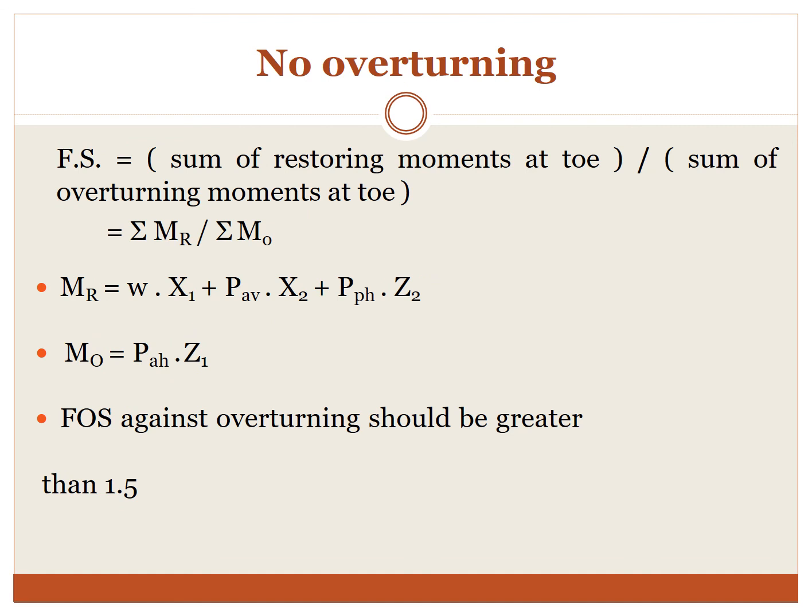Next criteria, no overturning. The wall must be safe against overturning about the toe, and the factor of safety against overturning is given by this equation, which is the sum of restoring moments at the toe divided by the sum of overturning moments at the toe, where summation MR is the sum of restoring moments at the toe and summation MO is the overturning moment at the toe. The factor of safety against overturning is usually kept between 1.5 to 2 and should be greater than 1.5.